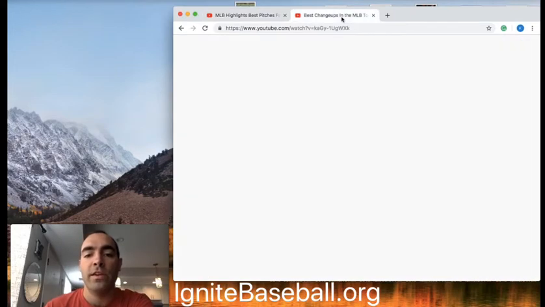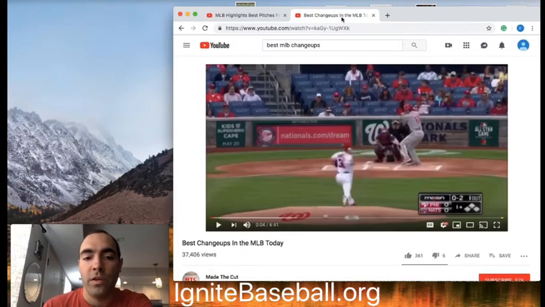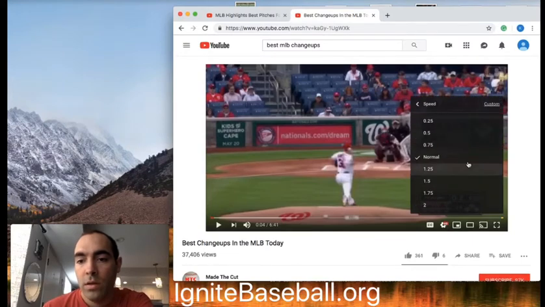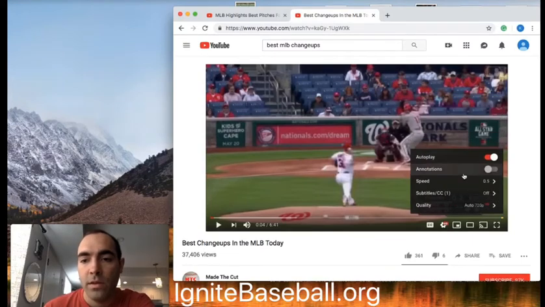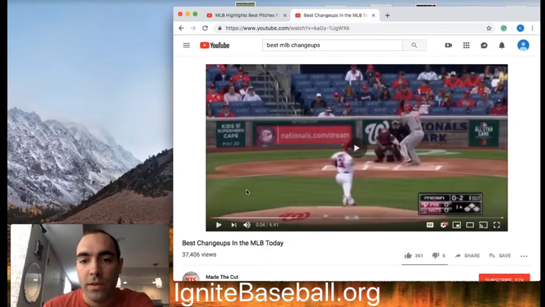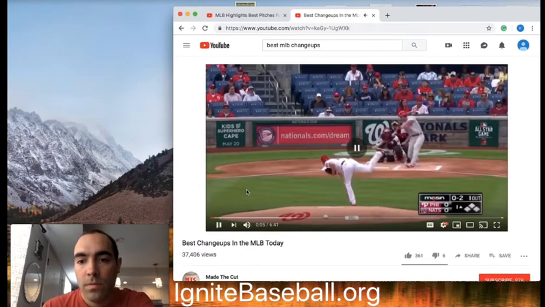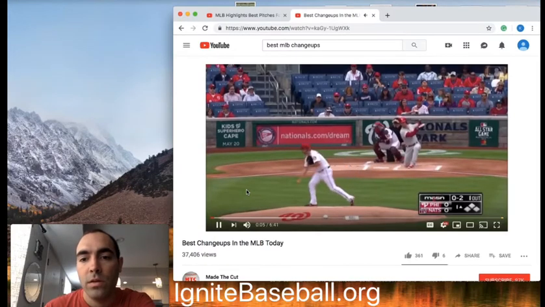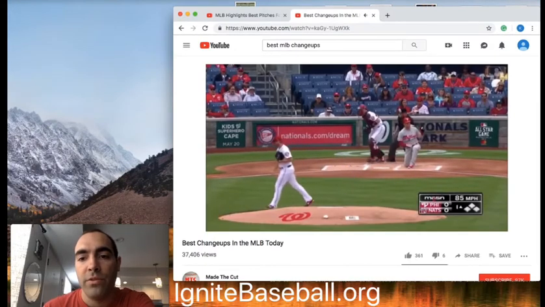So now let's look at changeups. We're going to look at Scherzer again. I'm going to do the same thing and put it on 0.5 speed, maybe it was actually 0.25. If we take a look at this now, Hodgkins was on time. He didn't miss this ball because he was really early. He missed this ball because he was over it.